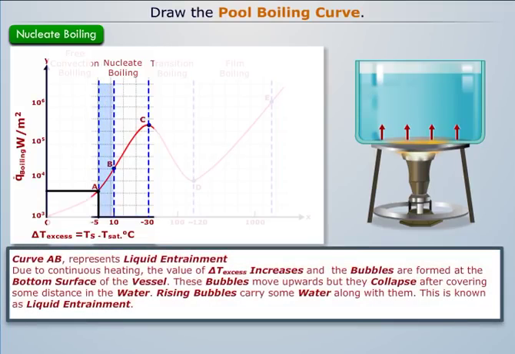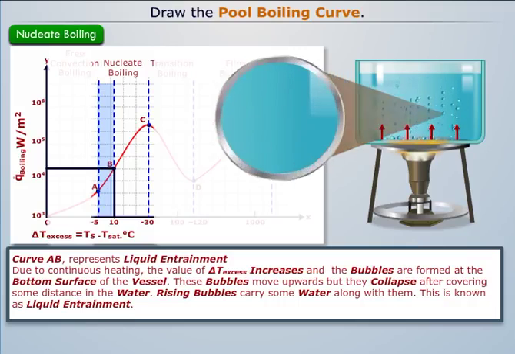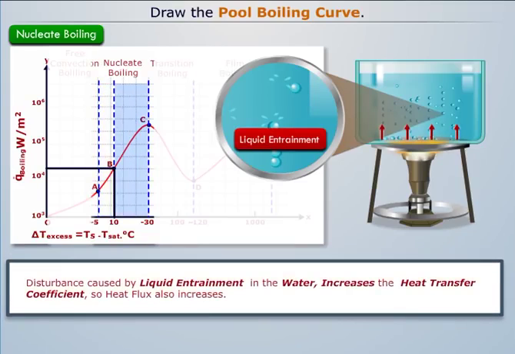Due to continuous heating, we see that the value of delta T excess increases, and the bubbles are formed at the bottom surface of the vessel. These bubbles move upwards and carry some water along with them, but they collapse after covering some distance in the water. This is known as liquid entrainment. We see that the disturbance caused by liquid entrainment in the water increases the heat transfer coefficient, so the heat flux also increases.